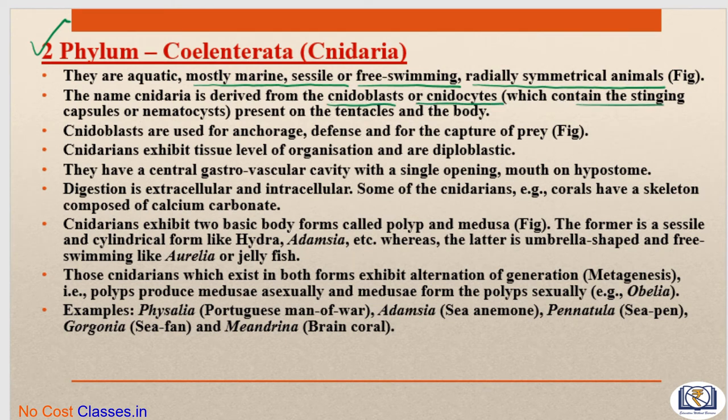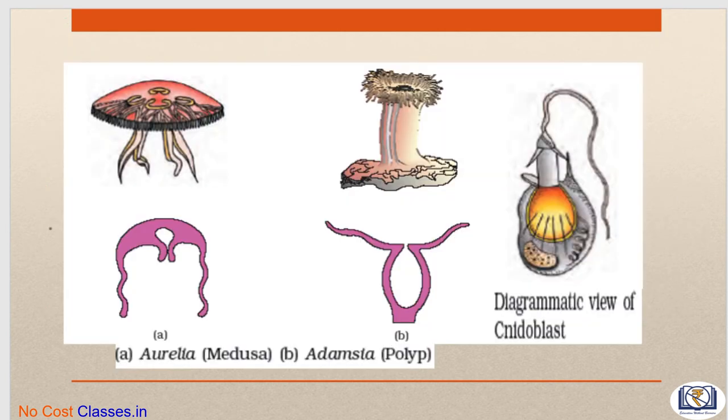The name Cnidaria is derived from cnidoblast or cnidocyst. They contain the stinging capsule or nematocyst, present on the tentacles and the body. It's a protection in them. They use it for anchorage, defense, and for capture of prey. Okay, so these are the diagrams you have to see. This is the sting we're talking about. The picture they have given here, this one, and these are the organisms which are.